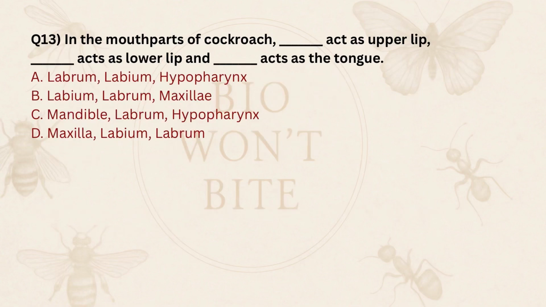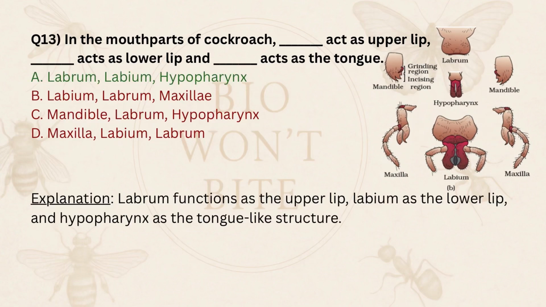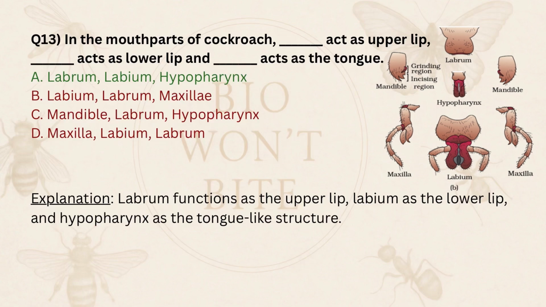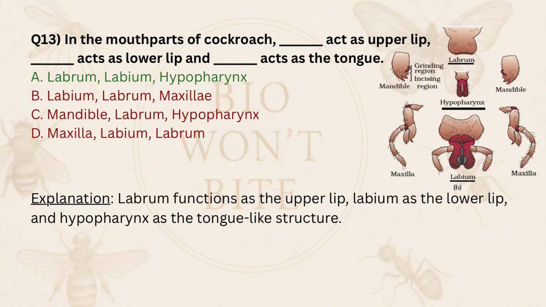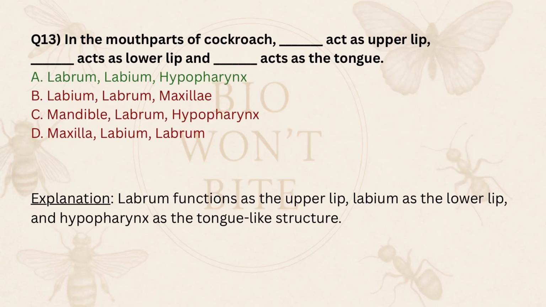Number 13. In the mouth parts of cockroach, dash acts as upper lip, dash acts as lower lip, and dash acts as the tongue. The correct answer is option A. Labrum, labium, and hypopharynx. The labrum functions as the upper lip, the labium acts as the lower lip, and the hypopharynx is a tongue-like structure that helps in manipulating food and swallowing. Together with mandibles and maxillae, these parts form an efficient biting and chewing mouth.